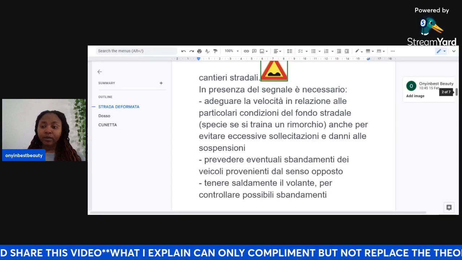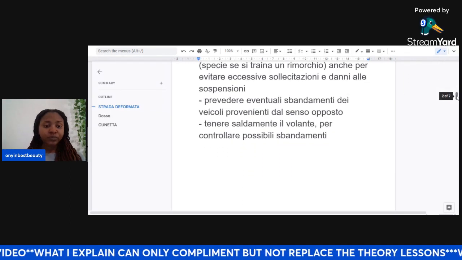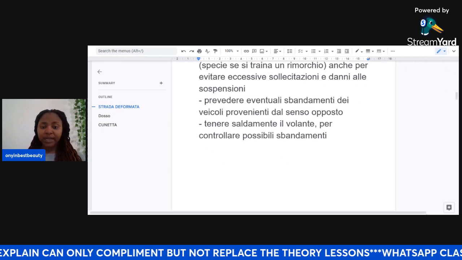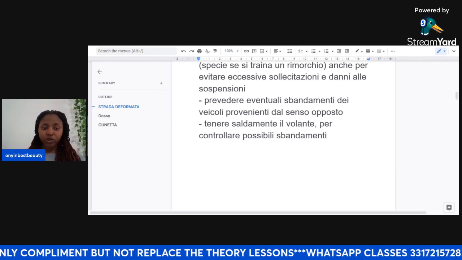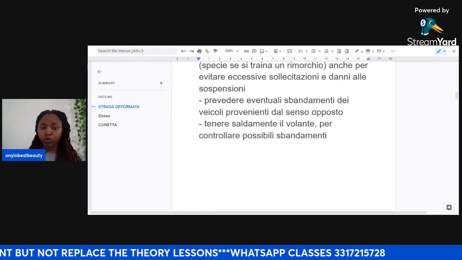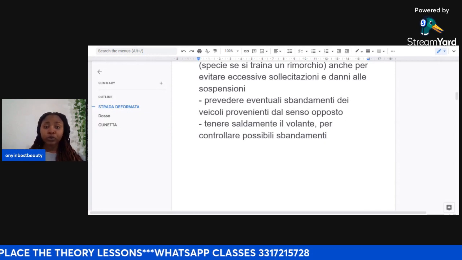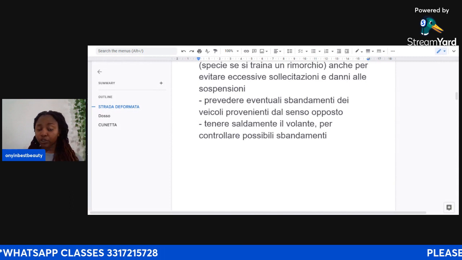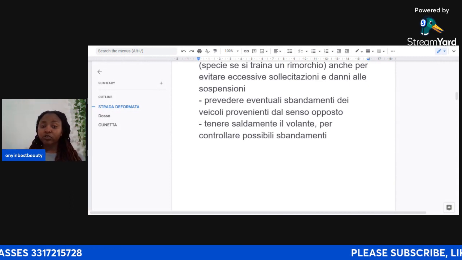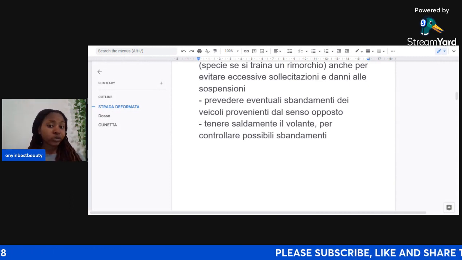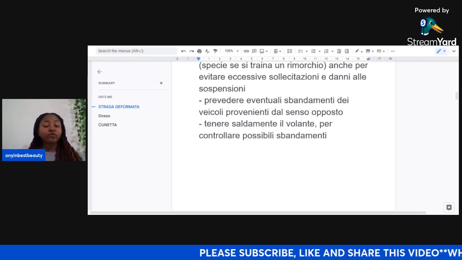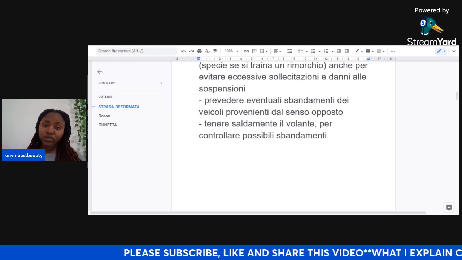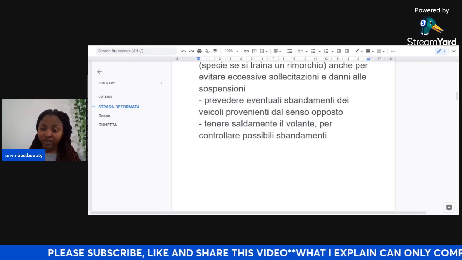Prevedere eventuali spandamenti dei veicoli provenienti da senso opposto. Now you have to foresee the eventual sliding of vehicles coming from your opposite direction. You have to foresee it because of the condition of that road. It is not good, it's not straight. So you have to foresee any little sliding of vehicles coming from your opposite direction.